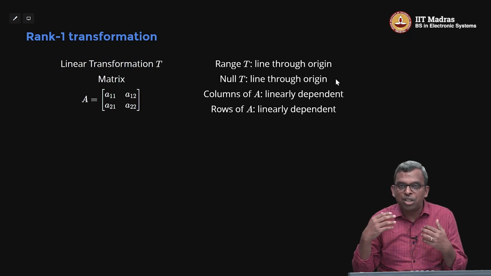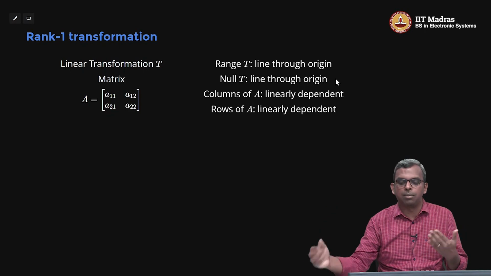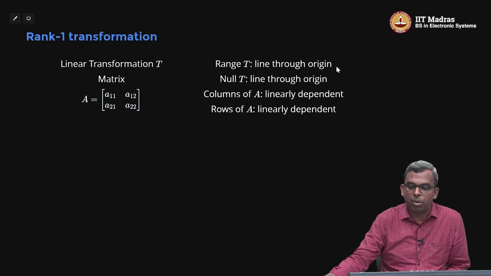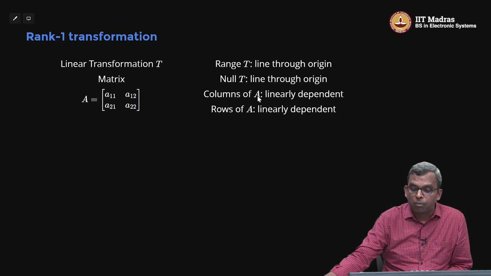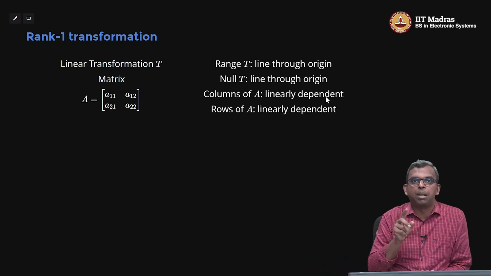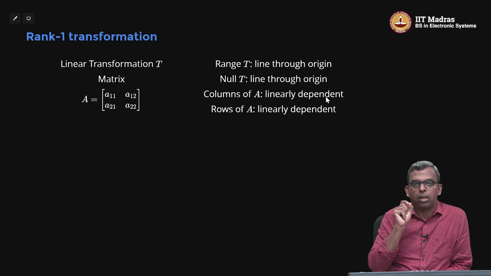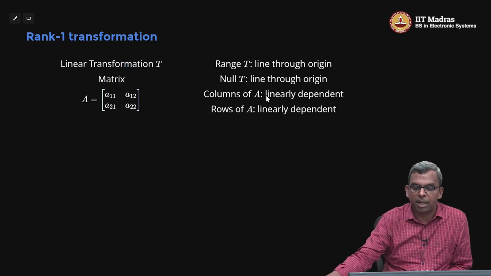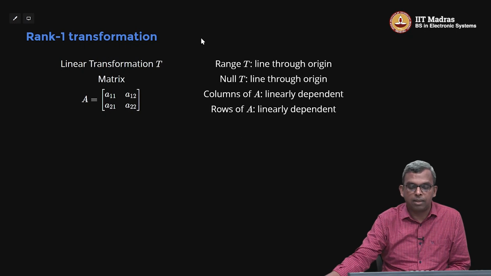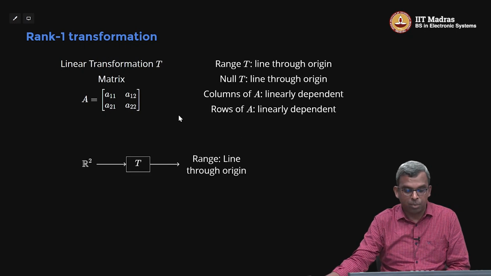So dimension 1 subspaces are lines through the origin. So range T and null T have to be lines through the origin, okay. Columns of A will be linearly dependent, right? The two columns of A will be linearly dependent. Only then you will have rank 1, okay. Maybe one of the columns will be 0 and that also makes it trivially linearly dependent. Same thing with rows of A. Rows of A should also be linearly dependent, okay. So this is what we know about rank 1 transformations, okay.